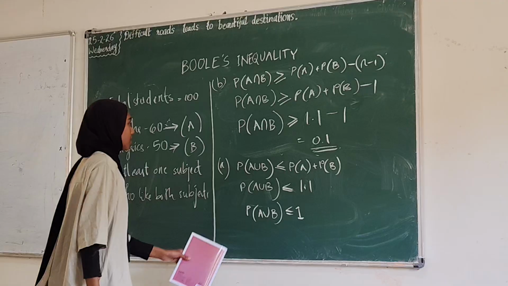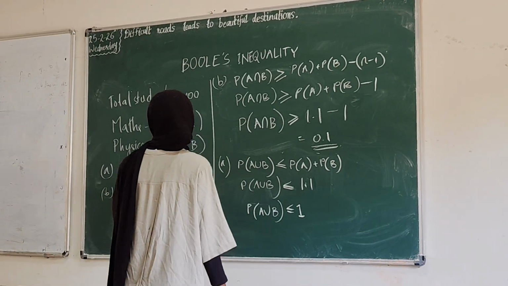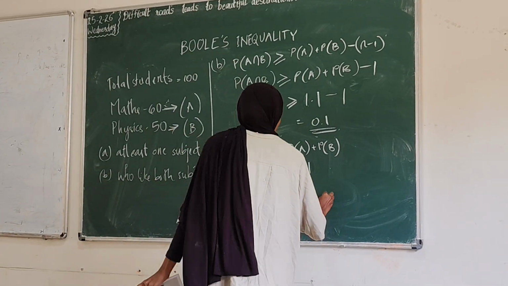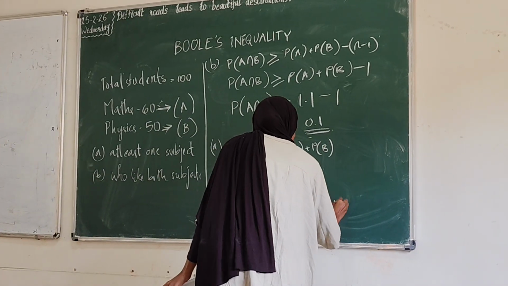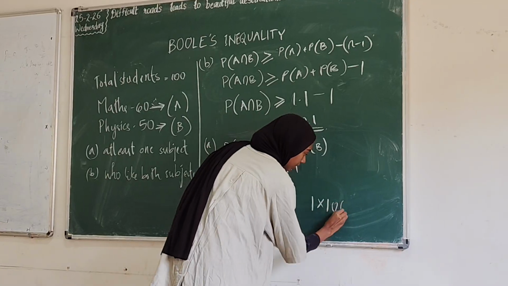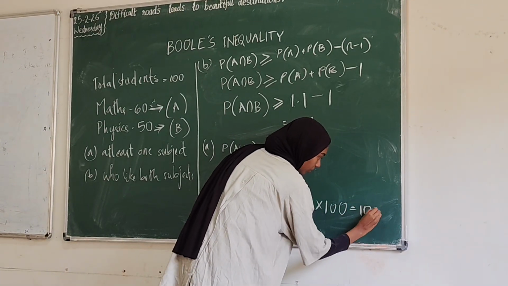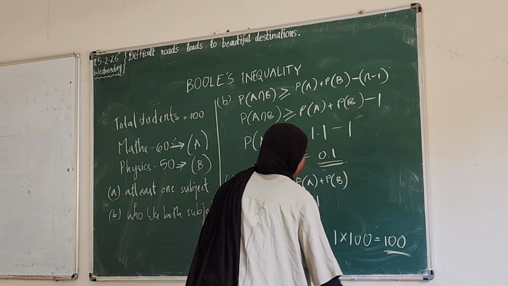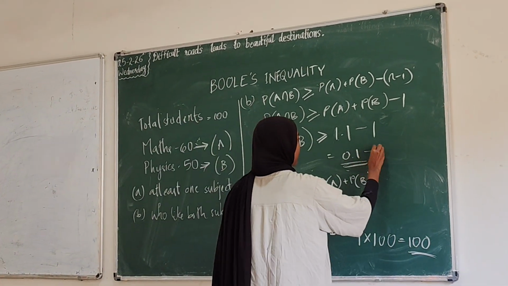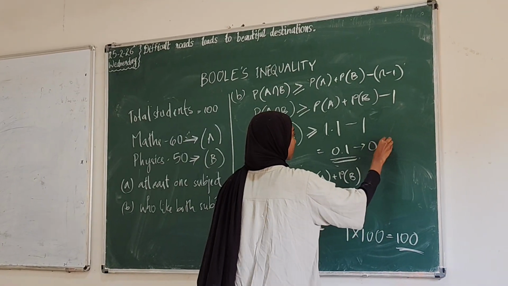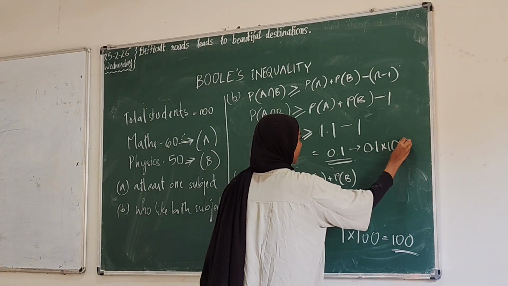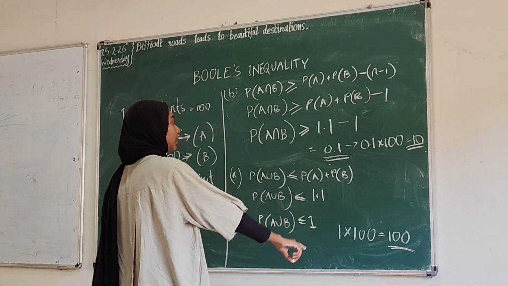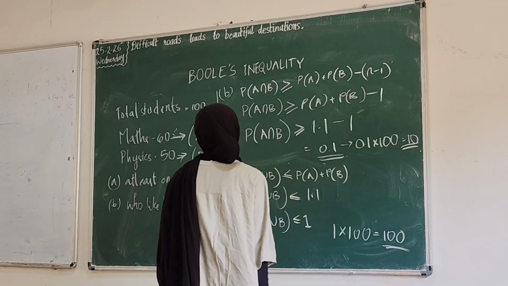So we can convert these into number of students by multiplying with 100. So in the first case, all students like at least one of the subjects. In the second case, we get 10 students. So the number of students who like both the subjects is 10.